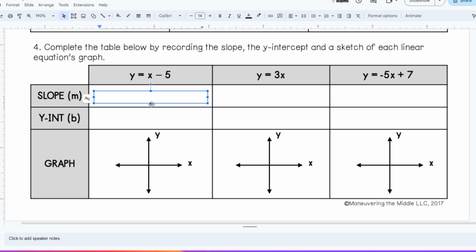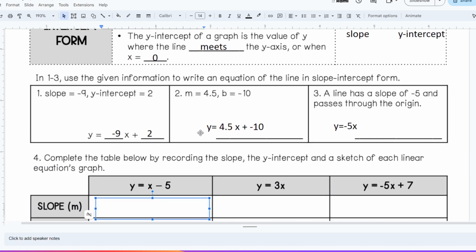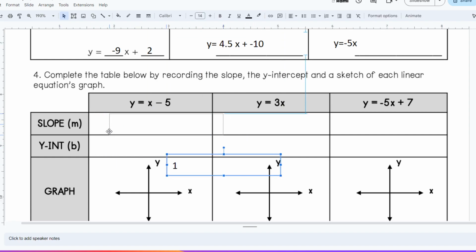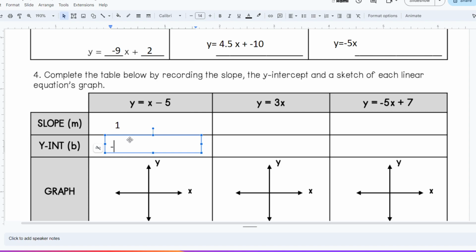So m in this case is, oh well, it looks like I don't have an m. It just says x minus 5. Where is that m value? Well, it's still there. It's just a little hidden. So m in this case would be 1 because 1 times x is still x. So my m is 1. And my b value in this case is -5.